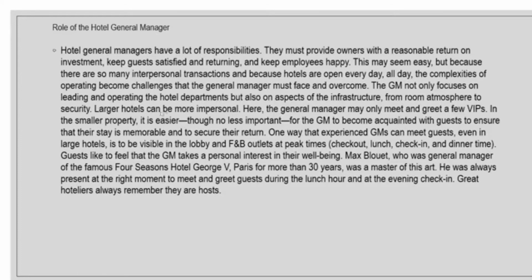Of course, larger hotels can be more impersonal. Di ba? Here the general manager may only meet and greet a few VIPs. So, in smaller properties, it is easier and, though no less important, for the GM to become acquainted with guests to ensure their stay is memorable and to secure their return. Of course, sometimes, yung mga GM natin, they are the ones na pumupunta rin o pumapasok or they are trying to greet the customers para ma-accommodate yung mga customers natin that they would tell they are the GMs, parang ganun, and they only do this for the VIP ones.